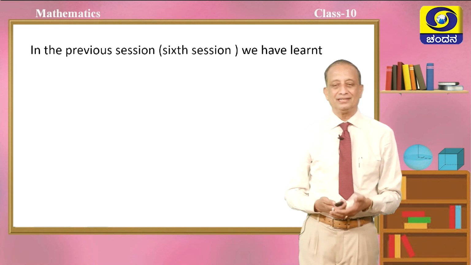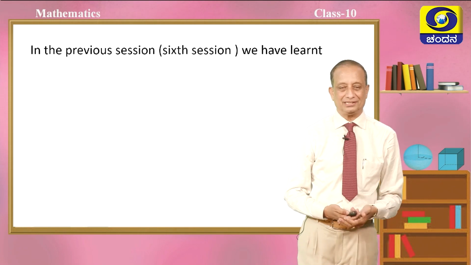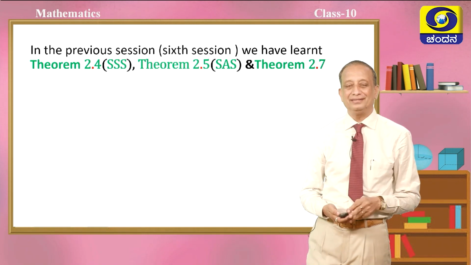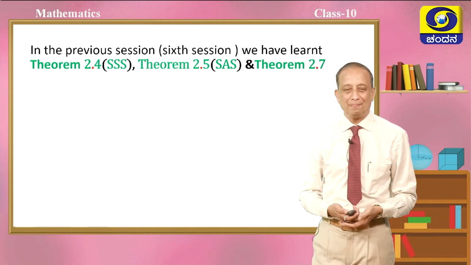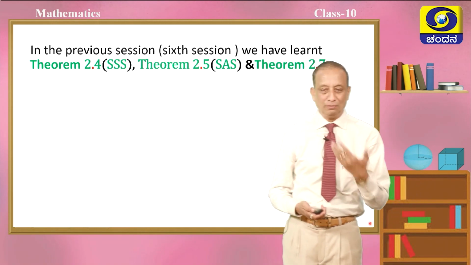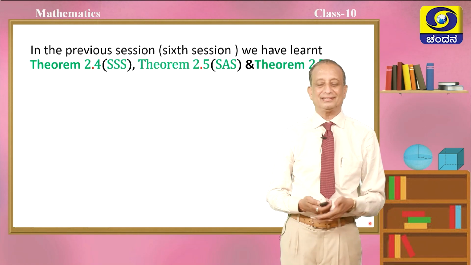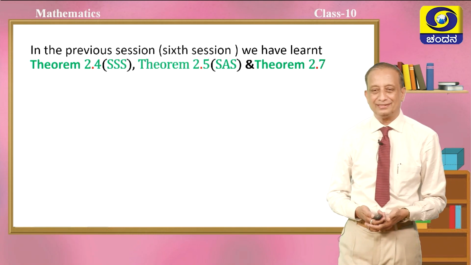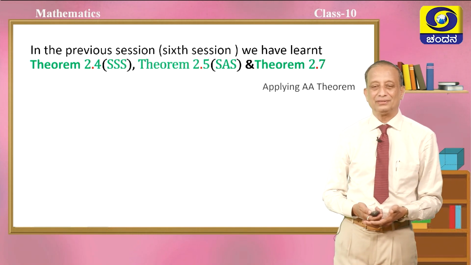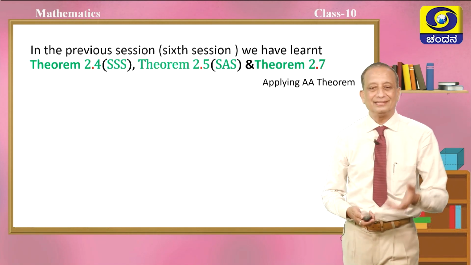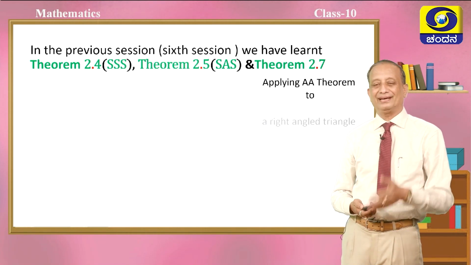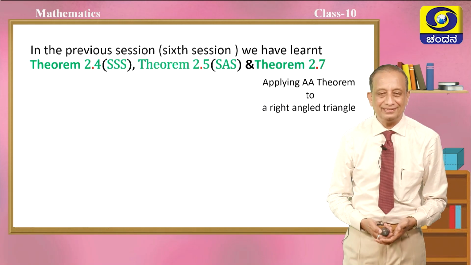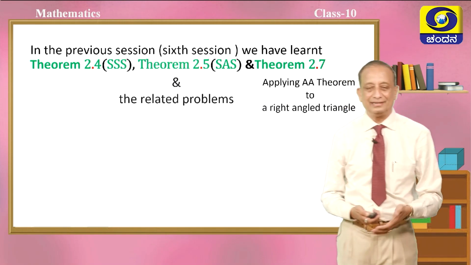We will just recall whatever we have learnt in the previous session, that is the 6th session. We have learned 3 important theorems: the converse of a theorem called the SSS theorem, then one more test for similarity, the SAS theorem, and theorem number 2.7. Can you tell me which is this 2.7 theorem, children? It has no name. So, you can remember this as applying the AA theorem to a right angle triangle only. So, these are the theorems that we had learned in our previous session, and some related problems also we have understood.